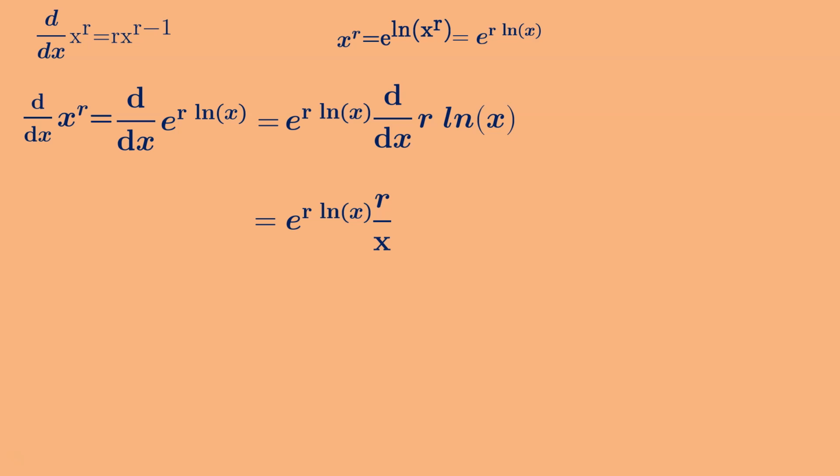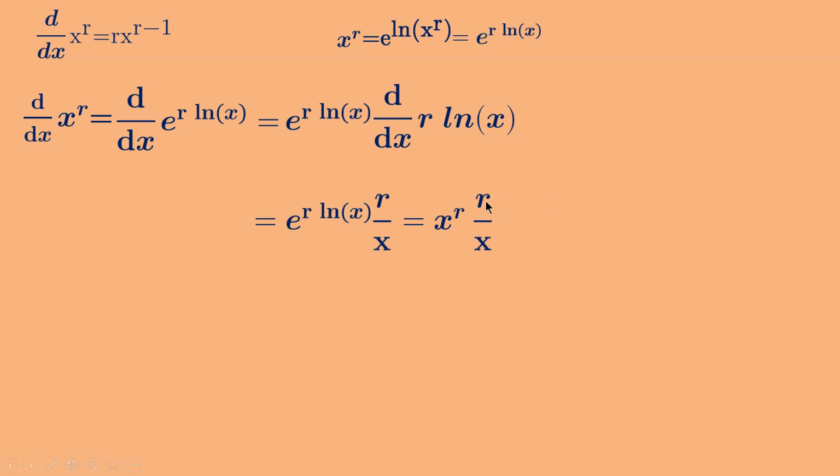Let's go on to the next part. Remember the following, that e to the r ln x is equivalent to the original x to the r. So at this line where I have e to the r ln x in front of the r over x, I can rewrite it as follows. I can now replace it back with x to the r times r over x.